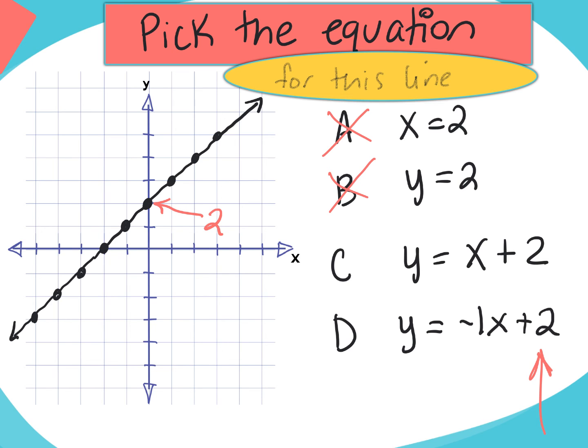So now I need to look at the slope. And the slope is positive. It goes a rise of 1 and a run of 1, up and then over. So because it goes up and over, it's positive. It has a slope of positive 1. It's choice C. If it were negative, it would go down and to the right. So your line would look like this.